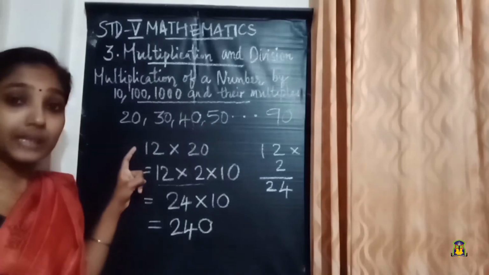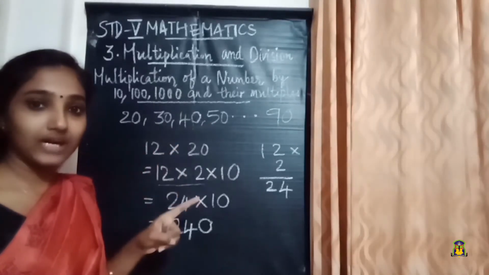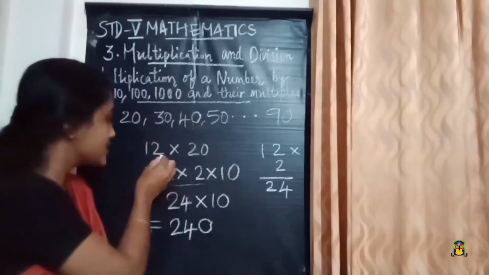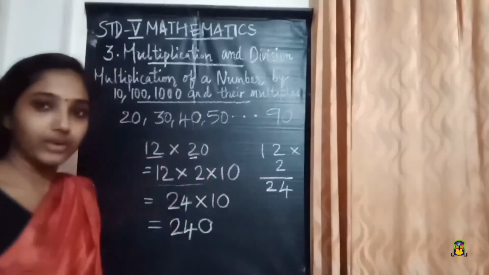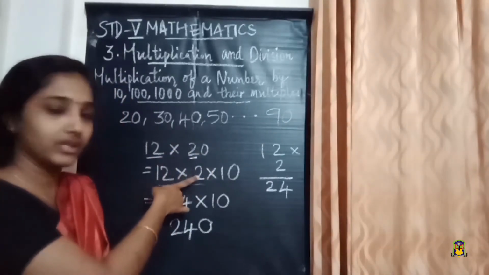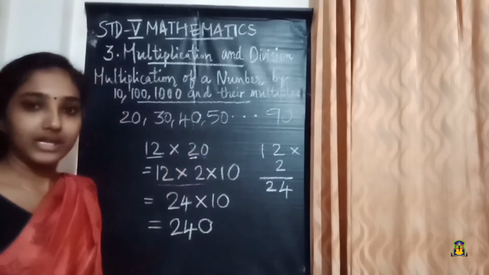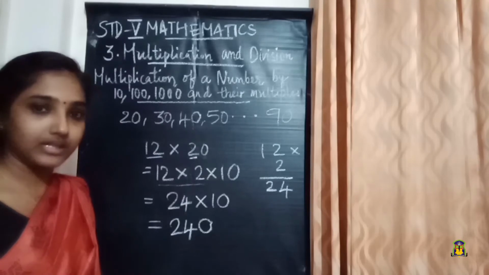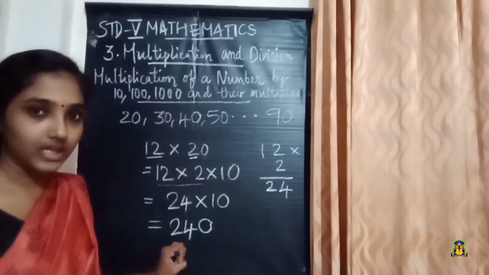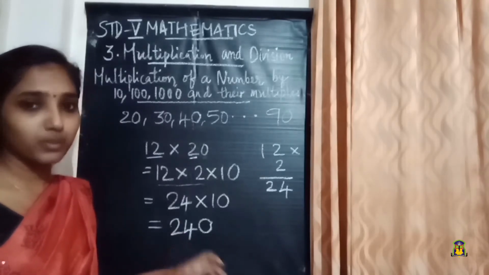To multiply a number by 20, what have we done? We have multiplied 12 with this 2 and then added 0 to the right of the answer. That is what we have done here. Now let's check one more example.